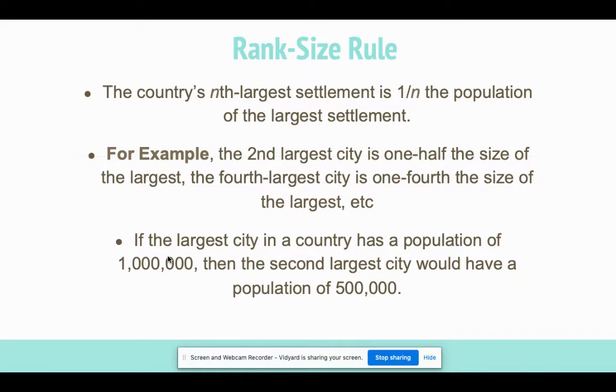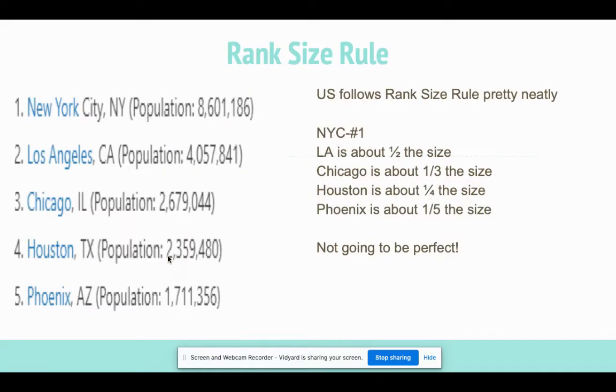Now, it's important to understand that no country in our world is going to be exactly perfect with the rank size rule. Okay, so for example, if we look at the United States, New York City's population, according to this information, has about 8.6 million people. Now, Los Angeles is not going to have exactly half of 8.6, but it's going to be pretty close. So if we look at the United States, New York City is number 1. So to fit the rank size rule, the second largest city, Los Angeles, would have to be about half the size of New York City.